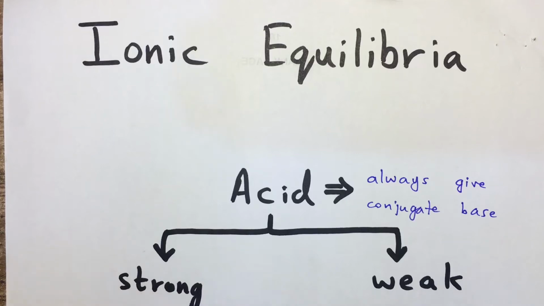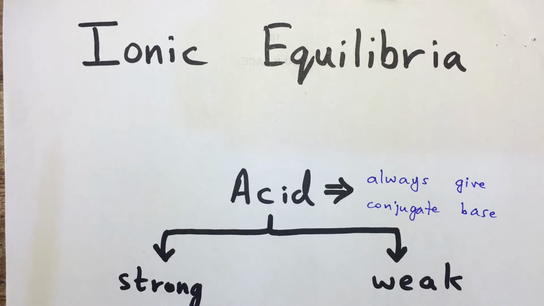Ionic equilibria starts with the concept of conjugate bases and conjugate acids. So firstly, what are acids? Acids are substances that donate an H plus ion in their aqueous solution. Acids are of two types: strong acids and weak acids.